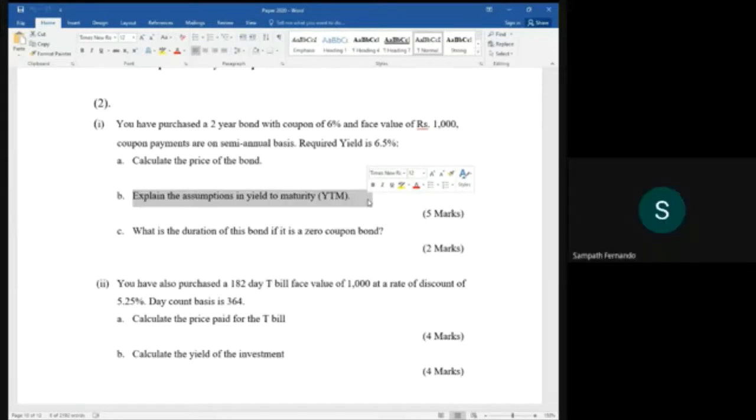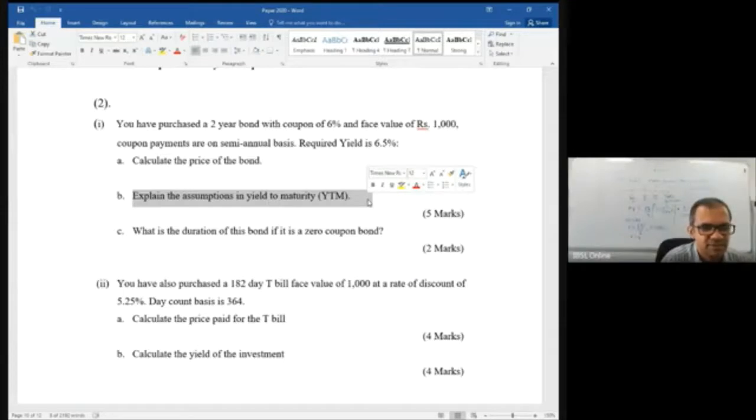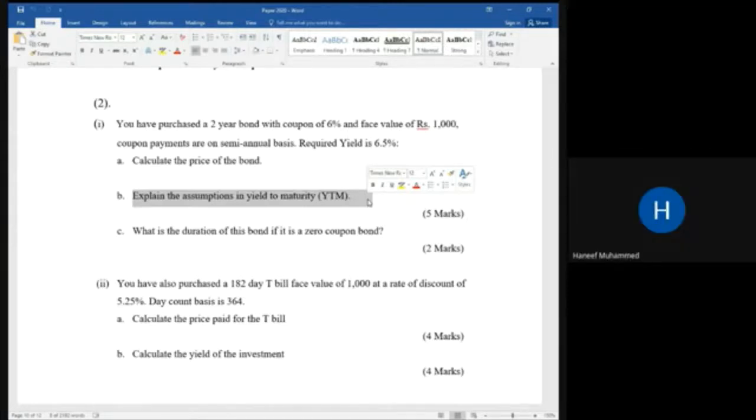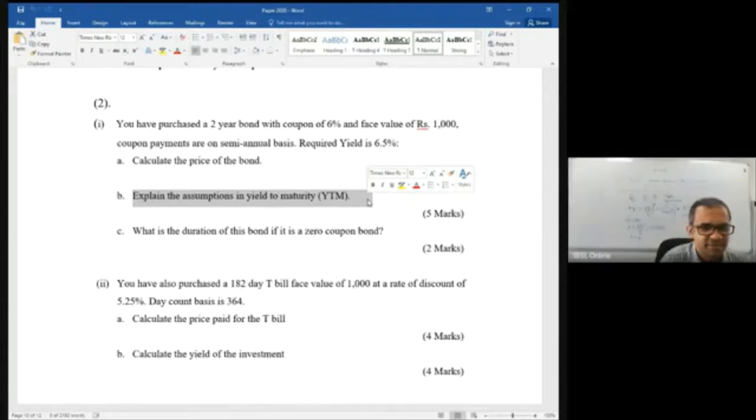The second one: interest payments are made as scheduled. That is not an assumption of yield to maturity, but there is an assumption with regard to the coupon receipts. Coupon rate will not change? That depends on the security itself. It's not the assumption here; that's the characteristic of the bond. If it is a fixed rate coupon bond, it's given, it's fixed. If it is a floating rate, the coupon amount will change.